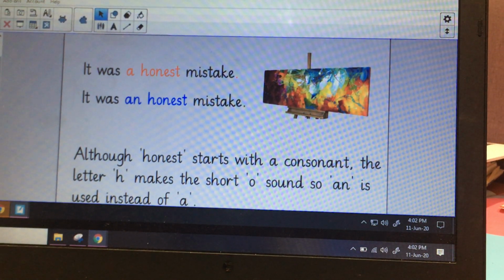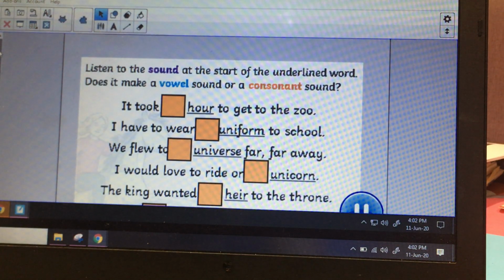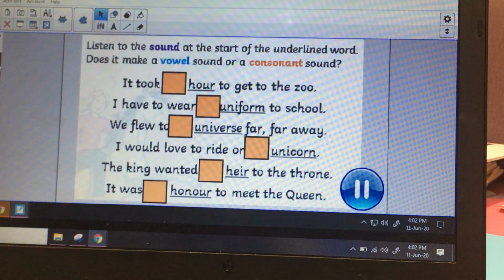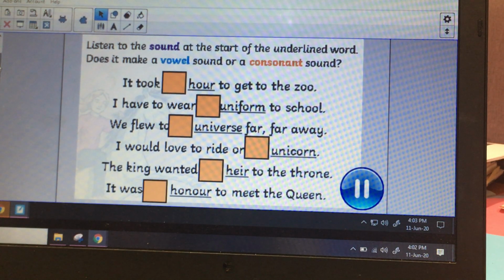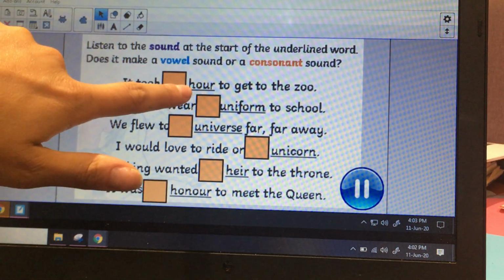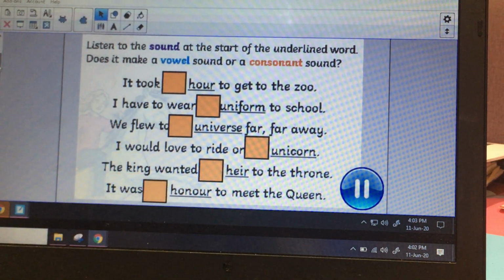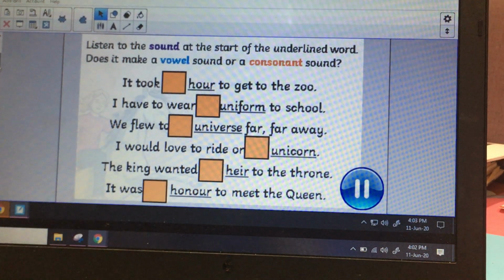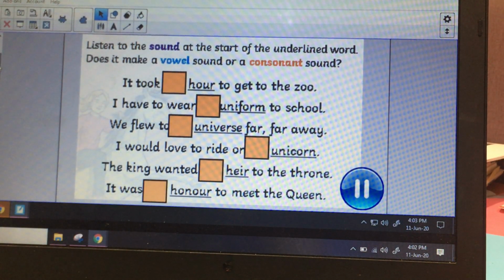This is quite tricky, so we're going to do a little bit of practice now. I want you to listen to the sound at the start of the underlined word, thinking about whether it makes a vowel or a consonant sound. Those vowels, A, E, I, O, U. So we've got hour, uniform, universe, unicorn, air, and honour. Say those underlined words to yourself, and think about whether each makes a vowel sound or a consonant sound. If it's a vowel sound, you are going to use an. Consonant sound, you're going to use a. So have a go and pause me now.